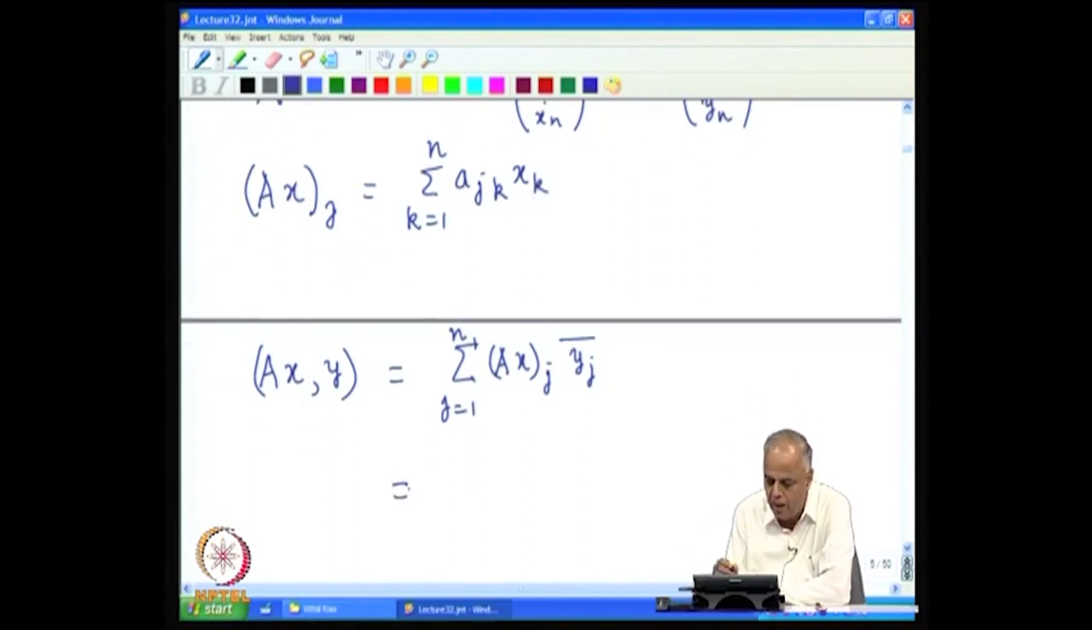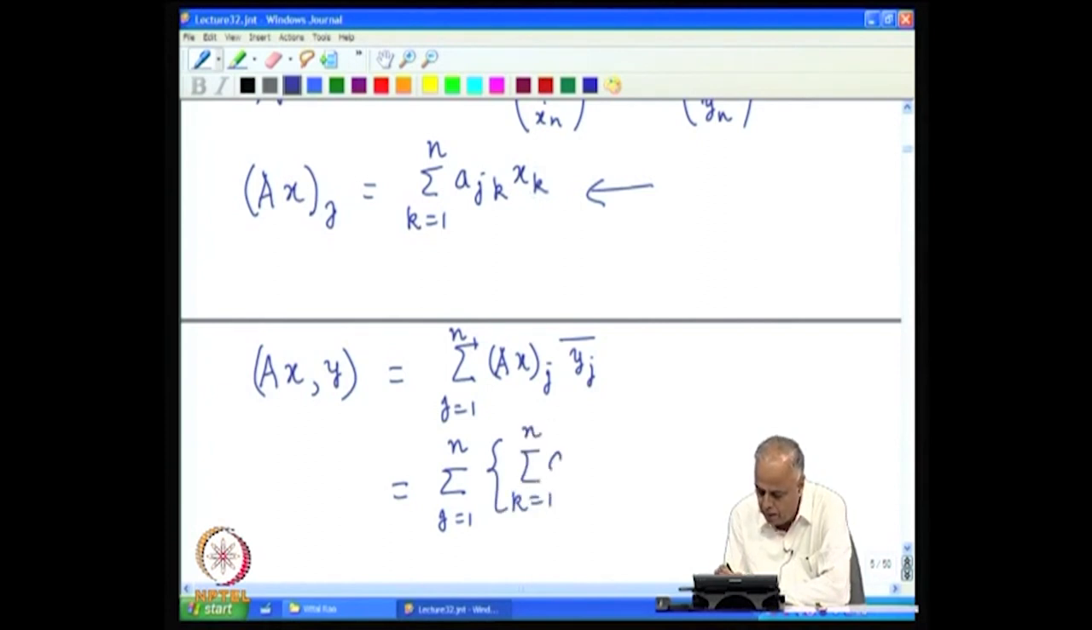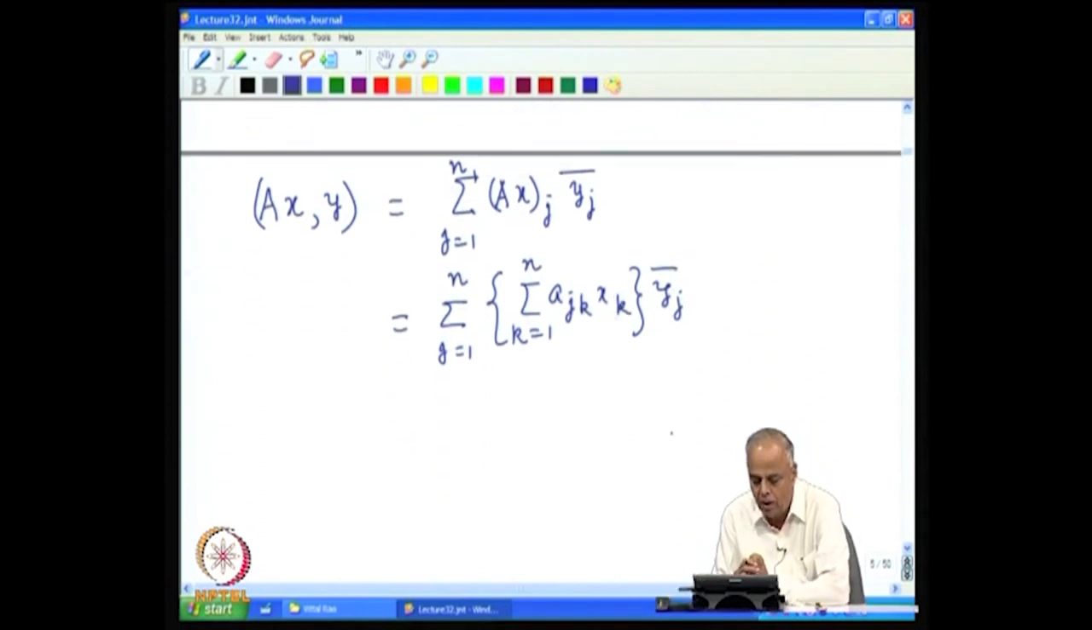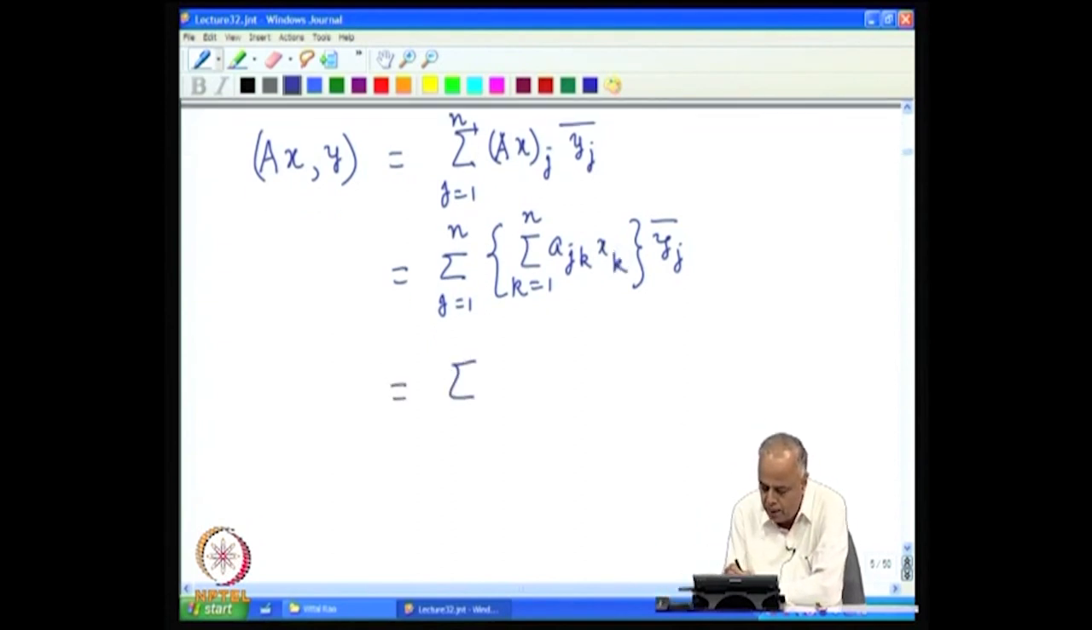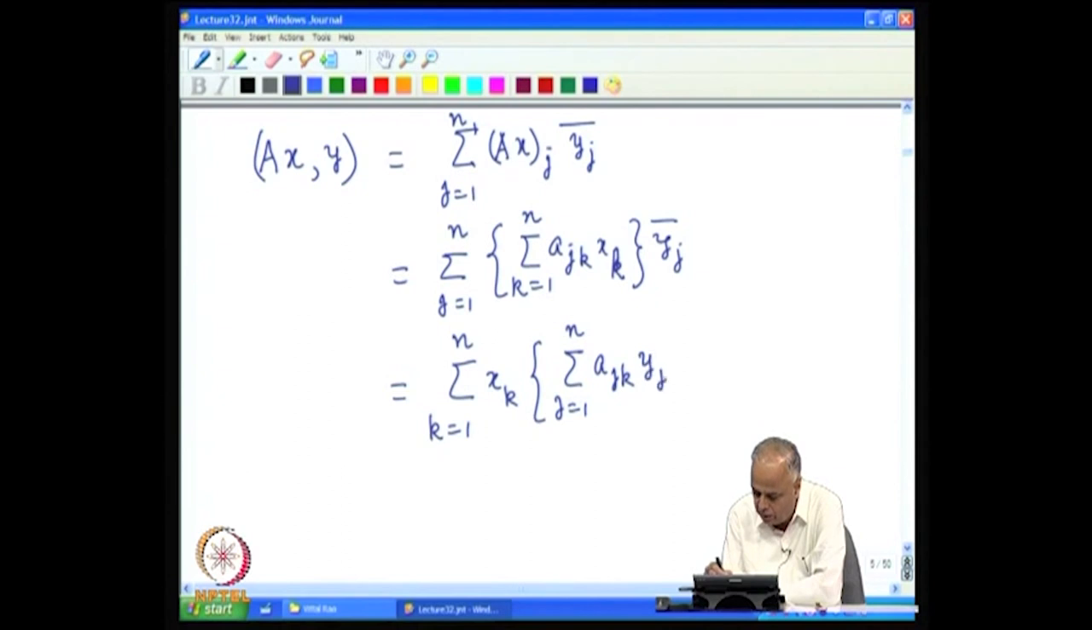Now, (Ax)_j we have calculated here, and if we substitute that, it becomes the sum over j equal to 1 to n, sum over k equal to 1 to n, of A_jk x_k times y_j bar. Now, we have two sums, one on the index j and the other on the index k, and both are finite sums, and therefore, we can interchange the order of the sum. So, we will take the k sum first, and then x_k comes out and the remaining all are dependent on j. So, they all go inside as A_jk y_j bar.